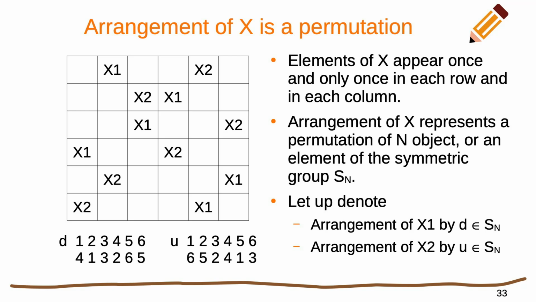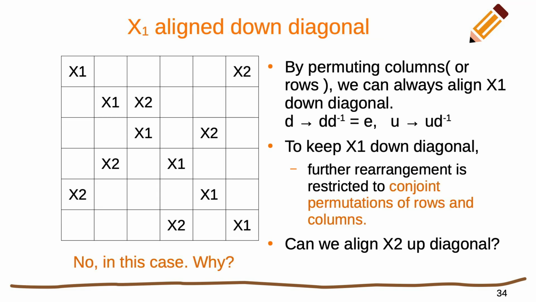In particular, by permuting the columns in a specific way, we can always align x1 diagonally. This figure shows the result of such a column permutation applied to the example from the previous slide. This operation can be regarded as D-inverse because it maps the permutation D to the identity. As a result of this operation, the arrangement of x2 is transformed from U to UD inverse. Our next goal is to align x2 along the upward diagonal line.